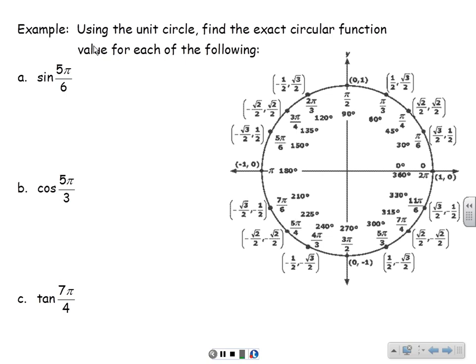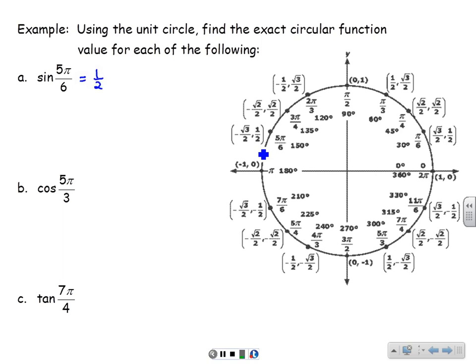For example, here it says, using the unit circle, find the exact circular function value for each of the following. So if we have sine of 5 pi over 6, well, we know that sine is the y-coordinate, and if we know that 5 pi over 6 is the same as 150 degrees, then we also know that the y-coordinate for sine of 5 pi over 6 is 1/2. So sine of 5 pi over 6 is 1/2.